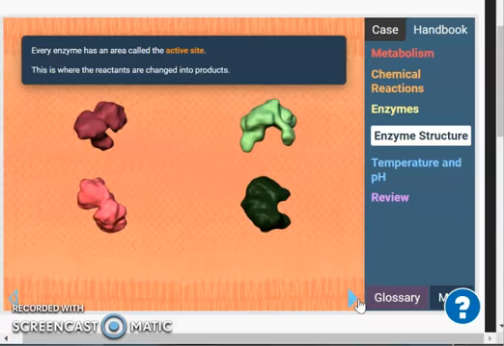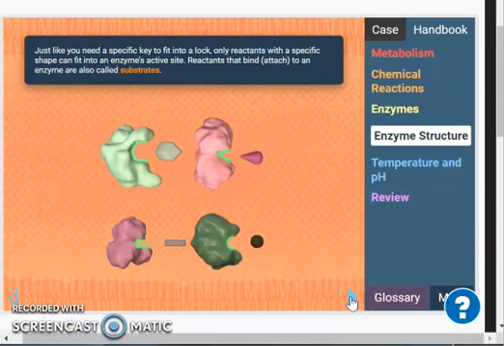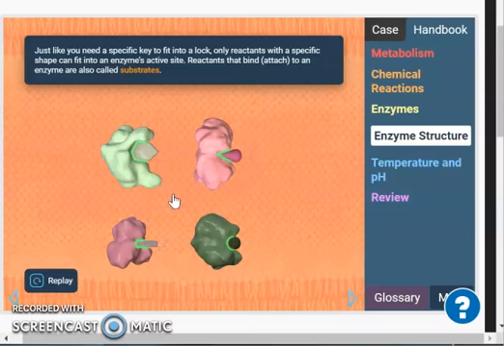Every enzyme has an area called the active site. This is where the reactants are changed into products. Each enzyme's active site has a different shape. You can think of this as being like a lock. Just like you need a specific key to fit into a lock, only the reactants with a specific shape can fit into an enzyme's active site. Reactants that bind or attach to an enzyme are also called substrates.